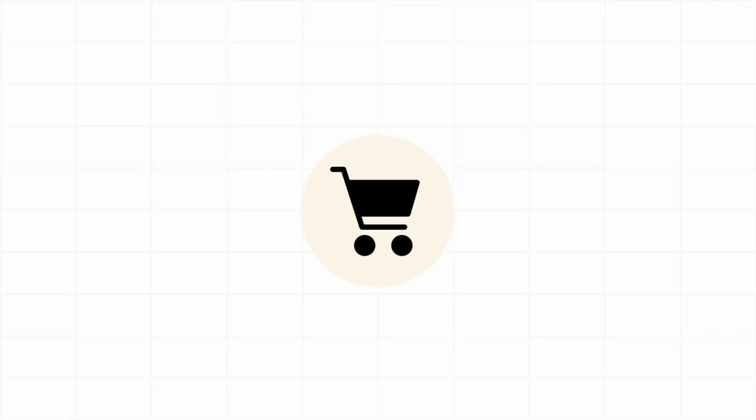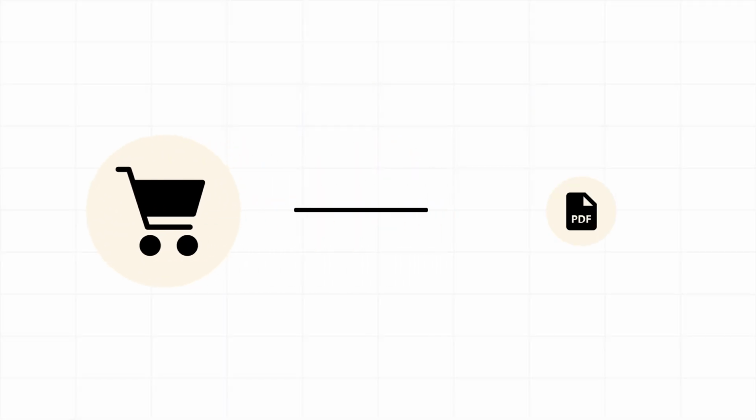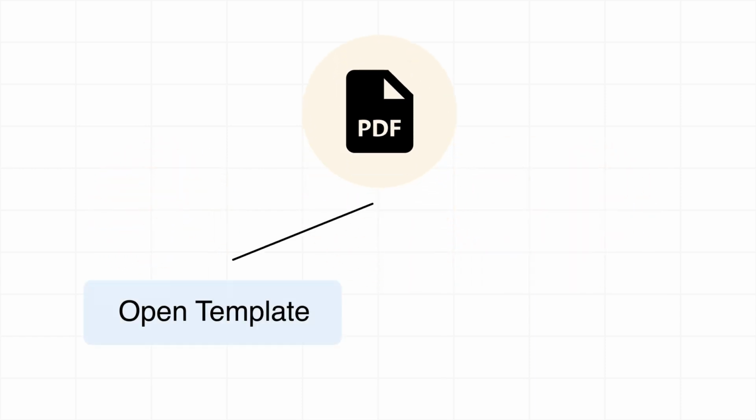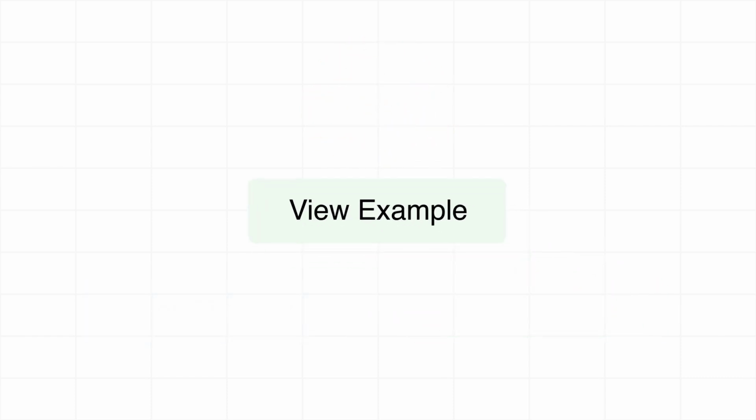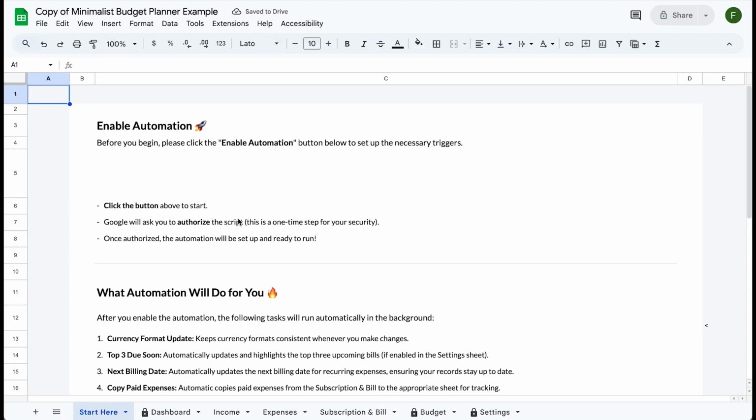After purchasing the template, you'll receive a PDF with links to access your spreadsheet. You'll have two options: an empty template for starting fresh and an example file with pre-filled data to explore its features. Let's open the example file so I can show you how it works. You'll be directed to this page. Just click Make a copy to save it to your Google Drive.